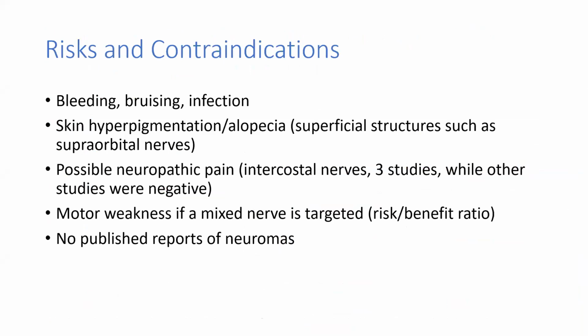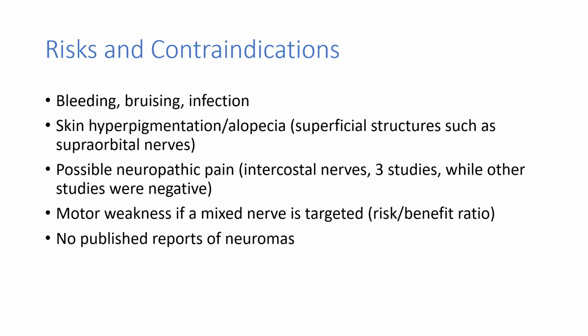So when you're talking about risks and contraindication, like any procedure, you have risk of bleeding, bruising, infection. You have the risk of skin hyperpigmentation or alopecia, especially if you're ablating a superficial structure such as supraorbital nerve. You have to be careful. You can have possible neuropathic pain. Again, for example, for intercostal nerve, there have been 3 studies that show that. However, there are other studies that were negative. You can have motor weakness if a mixed nerve is targeted. That's why for those cases, you measure risk-benefit ratio and see if it's worth it or not.